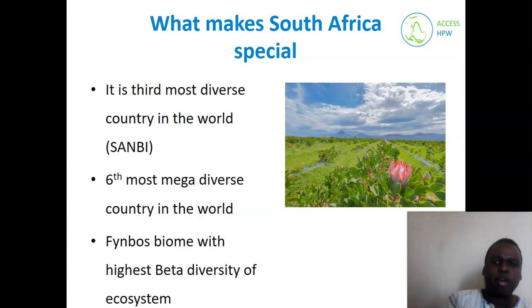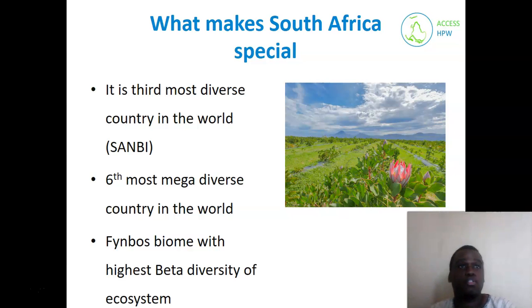So we've learned about biodiversity, and now we want to find out why South Africa is important with regards to biodiversity. South Africa is the third most diverse country in the world, according to the South African National Biodiversity Institute, and it's the sixth most megadiverse country in the world. Megadiverse means an area or country exhibiting great biodiversity, and this includes a large number of endemic species, and we know that South Africa is rich in endemic species. So the fynbos biome has the highest beta diversity of ecosystems.